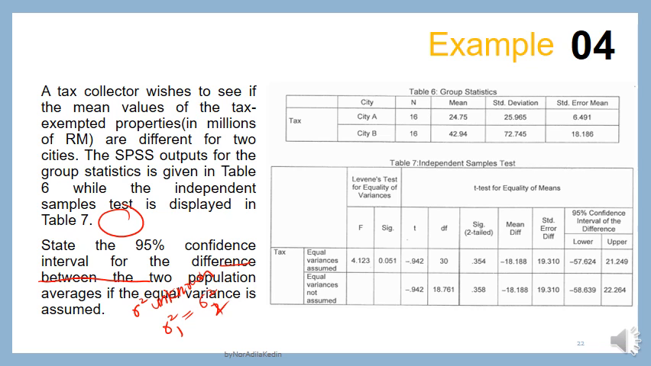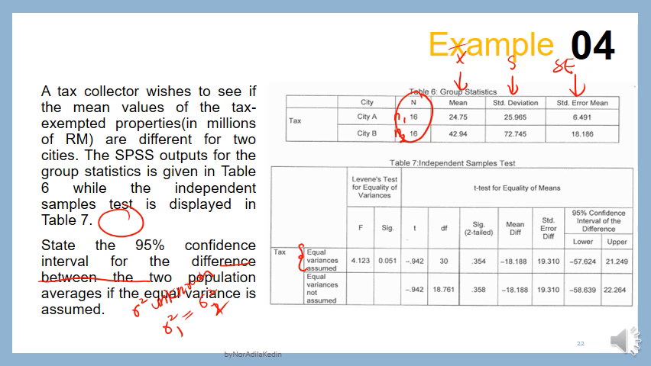So tengok dekat sini, this is your sample size. Ni untuk CTA, sample size untuk CTB. This is the mean, this is the standard deviation, and this is the standard error. Now, if you tengok dekat sini, ada teks untuk equal variance assumed, equal variance not assumed. Since kita dalam soalan dia kata equal variance assumed, kita tengok this row sahaja.